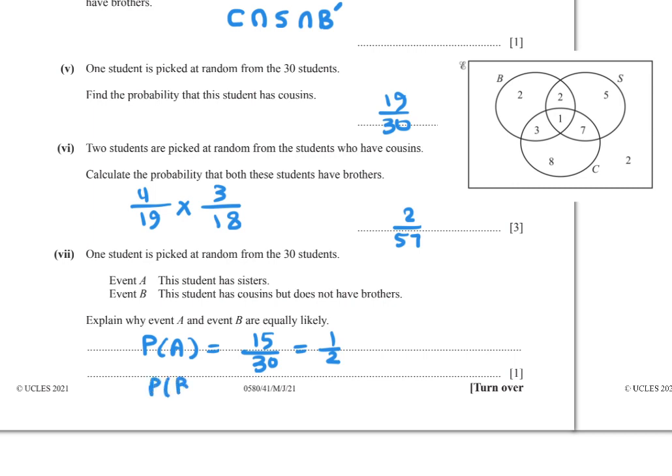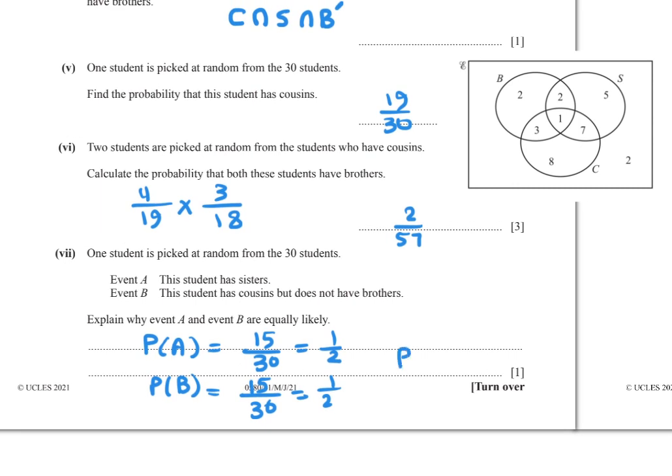Probability of B, this student has cousins but doesn't have brothers. Cousins but not brothers. So 7 plus 8, this region. 7 plus 8, 15. So 15 over 30, we get the same 1 over 2. So the probability of A equals the probability of B, so they are equally likely. Because the probability of A equals the probability of B.